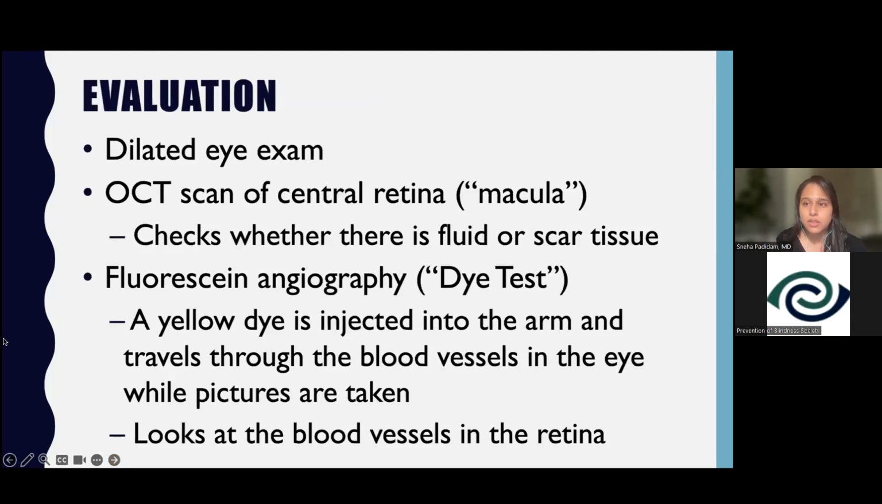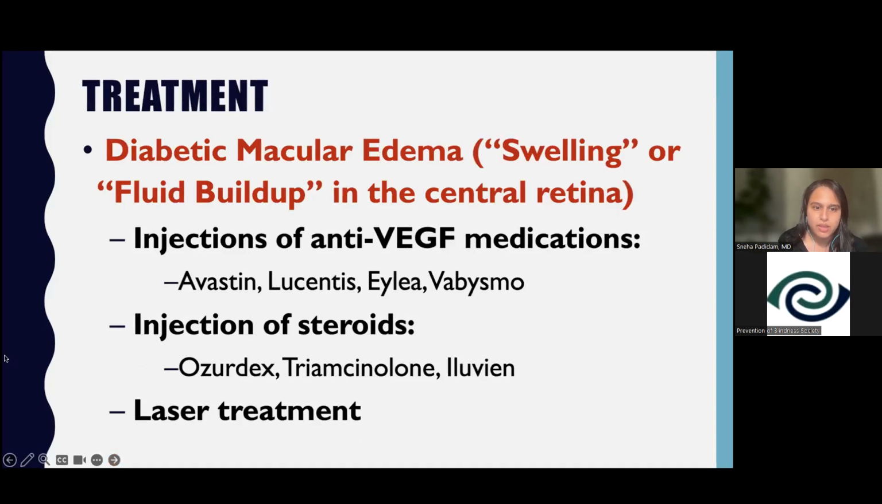That eye exam includes obviously a dilated eye exam, the OCT scan, which shows us the center part of the retina to look for fluid or scar tissue. And then oftentimes it can include the dye test, the fluorescein angiogram, which is when a yellow vegetable-based dye is injected into the arm, travels through the blood vessels into the eye, and it very specifically looks at the blood vessels in the retina.